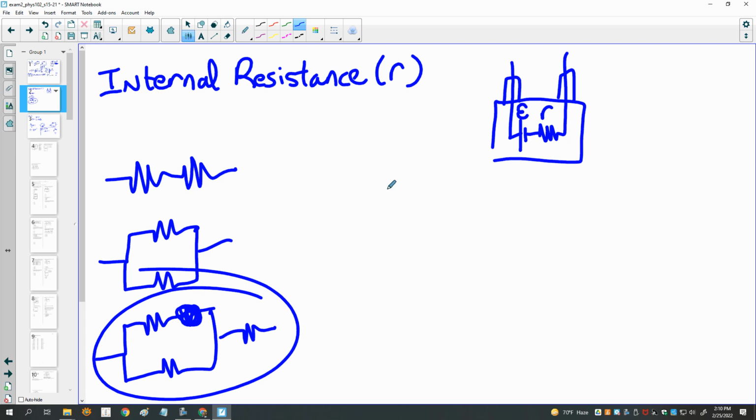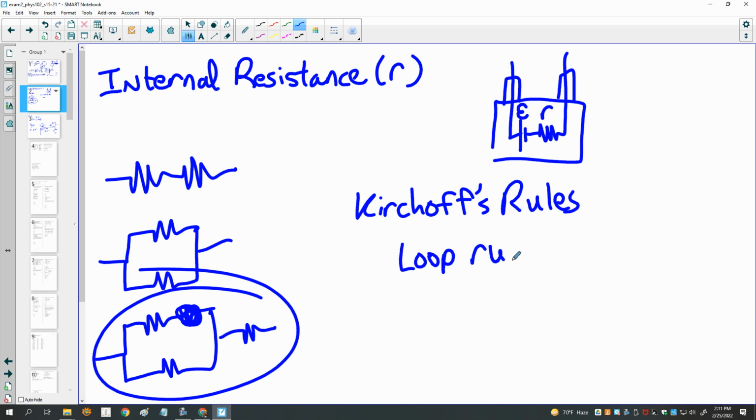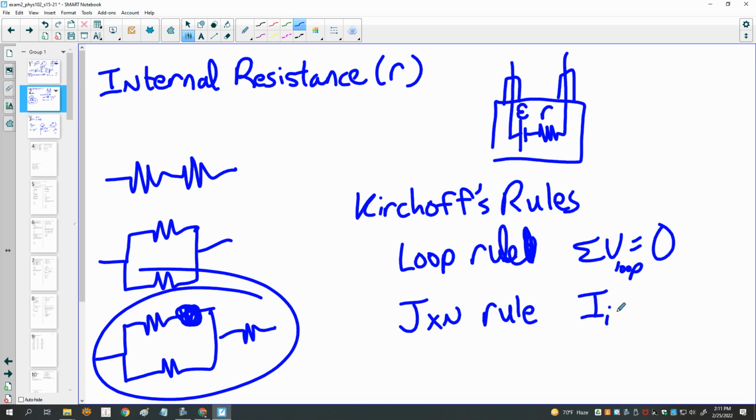That is how to apply these rules for multi-loop circuits. I remember we had two rules in Kirchhoff's rules. Kirchhoff's rules included the loop rule, that is, the sum of the voltages across a loop is equal to 0, and the junction rule. We just presented this today in class, and the junction rule just says that I in is equal to I out. We also had some procedures for how to apply these rules on what is the sign of these potentials. Do I have a positive change in potential, or do I have a negative change in potential?